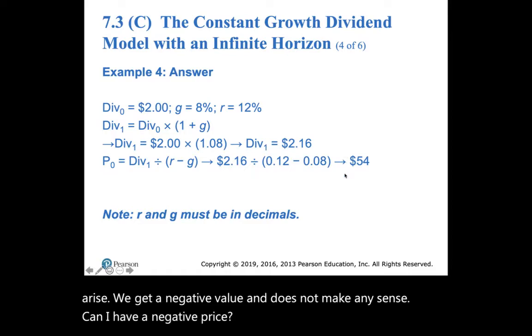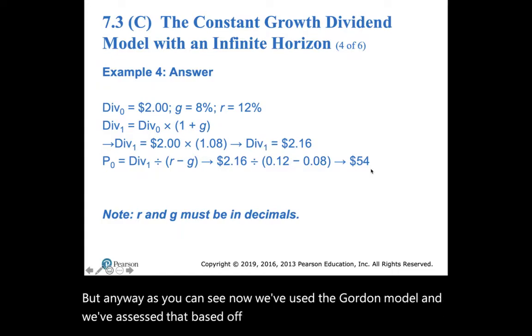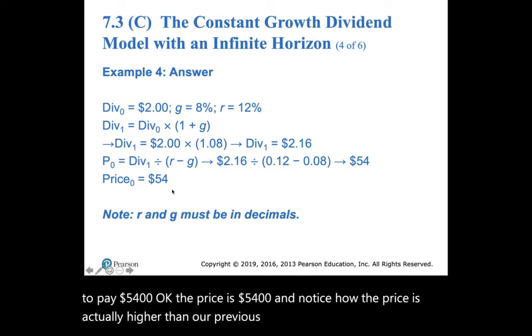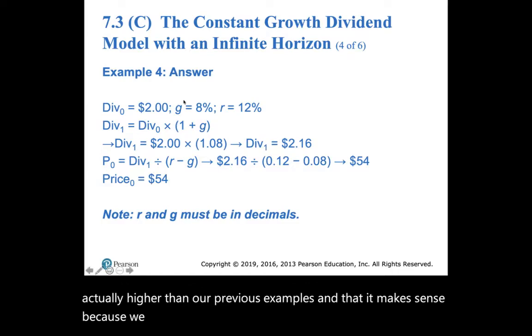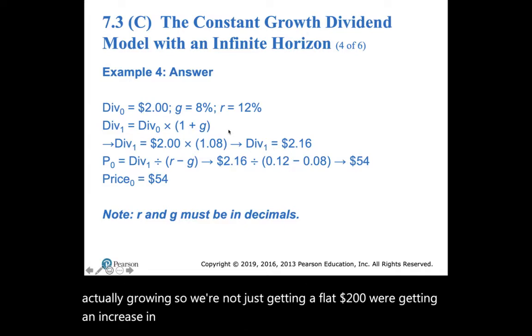But anyway, as you can see, now we've used the Gordon model, and we've assessed that based off of that condition, we'd be willing to pay $54. Okay, the price is $54. And notice how the price is actually higher than our previous examples, and that it makes sense because this stock is more valuable because our dividends are actually growing. So we're not just getting a flat $2, we're getting an increase in that. Okay, so this is an example of when we actually have the growth rate.